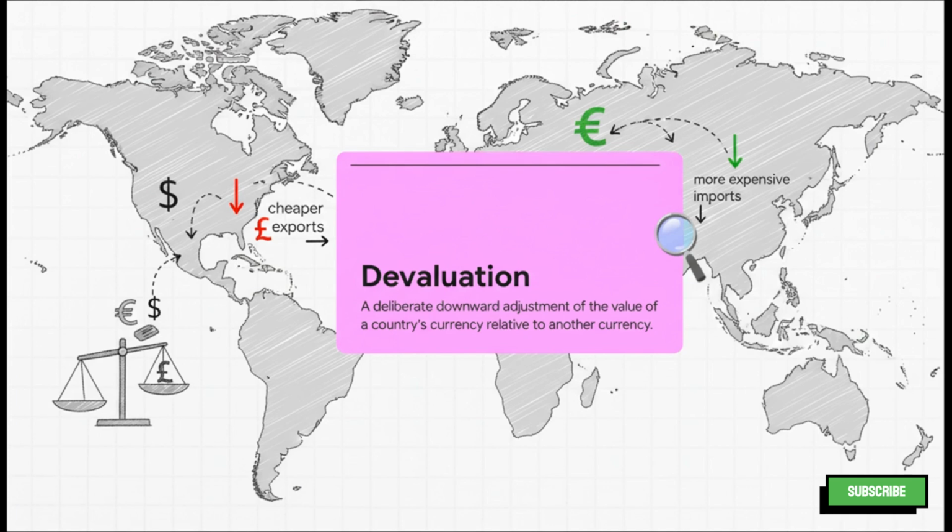Devaluation. The most important word to remember here is deliberate. This isn't something that just happens by accident. Devaluation is a conscious policy decision by a government to intentionally lower the value of its currency. Why would they do that? To make their exports cheaper for other countries to buy.